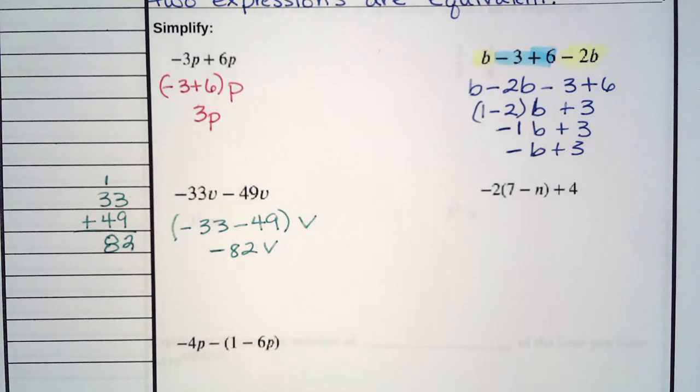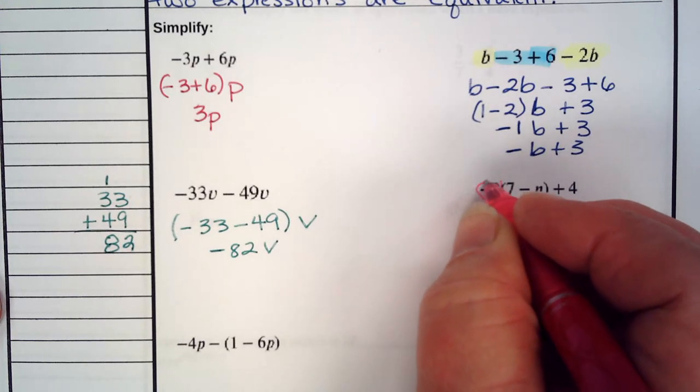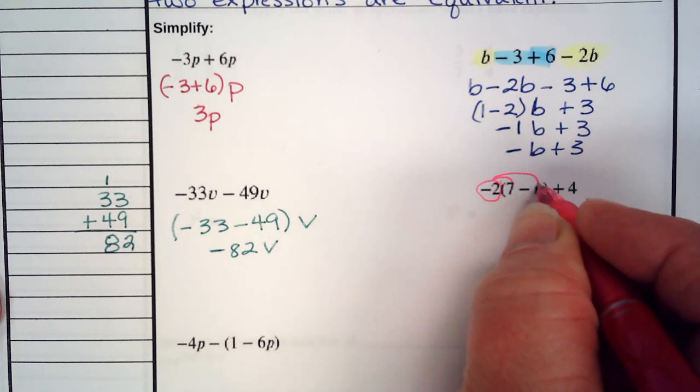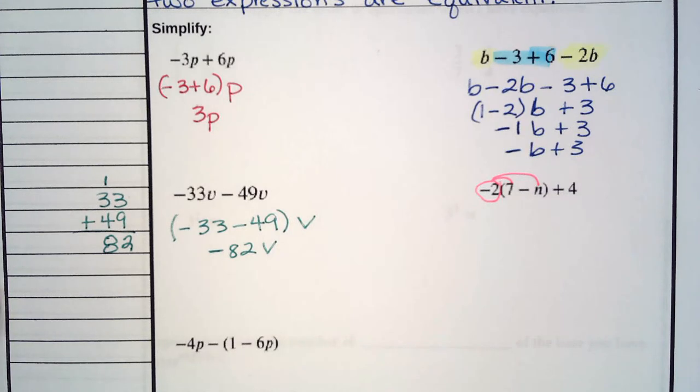Okay, for the next one, I want you to pause the video and think about what we will do first when we have parentheses. What do we do first? If you said combine what's in the parentheses, you would be right. But in this case, 7 minus n cannot be combined. So now we are going to multiply both terms that are inside the parentheses by what's on the outside.